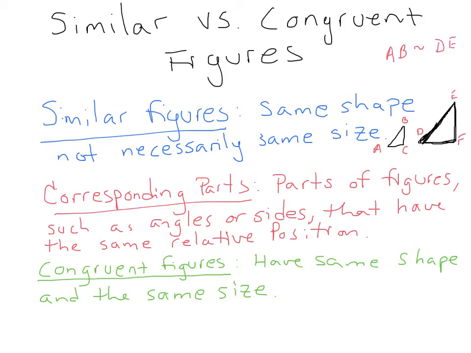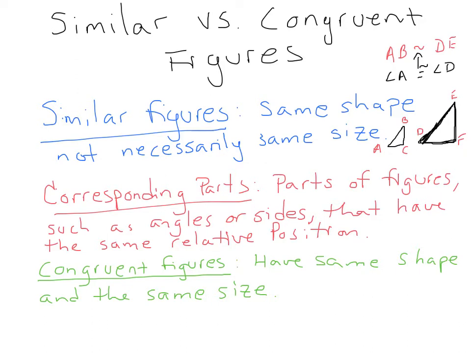But I say this sign here because these triangles were drawn to be similar, where angle A should be the exact same measure, this is the symbol for congruent, as angle D. Same angle, but it produces different side lengths.